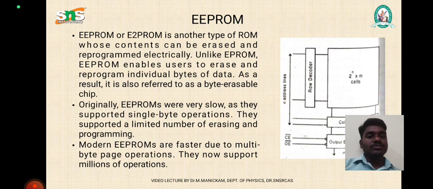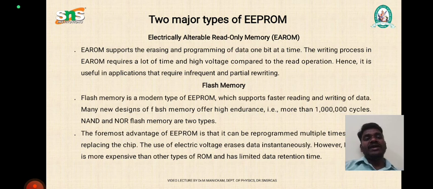Originally EEPROMs were very slow, as they supported single byte operations. They supported a limited number of erasing and programming cycles. That was in the early days. Modern EEPROMs are faster due to multiple byte page operations. They now support millions of operations. There are two major types of EEPROMs. One is electrically alterable read-only memory, that is EEPROM. Another one is flash memory.